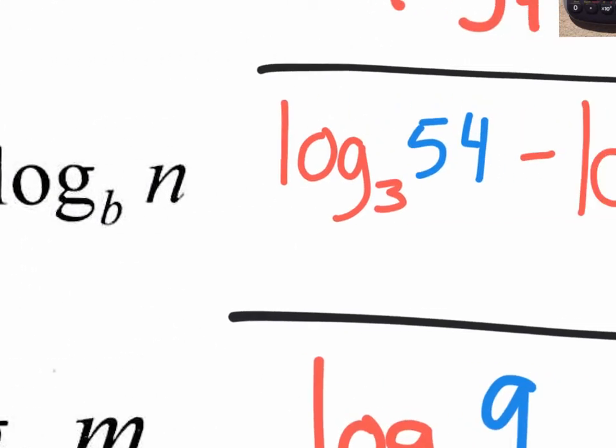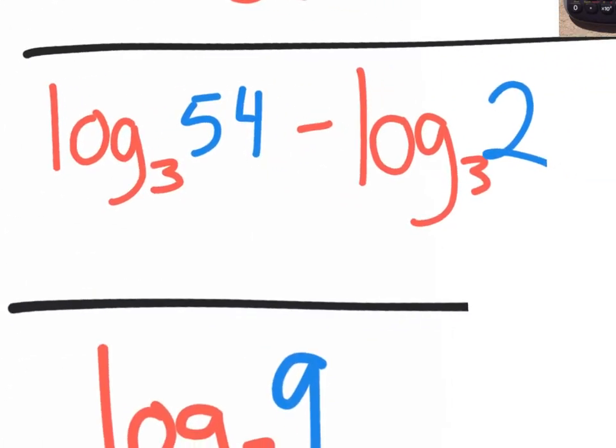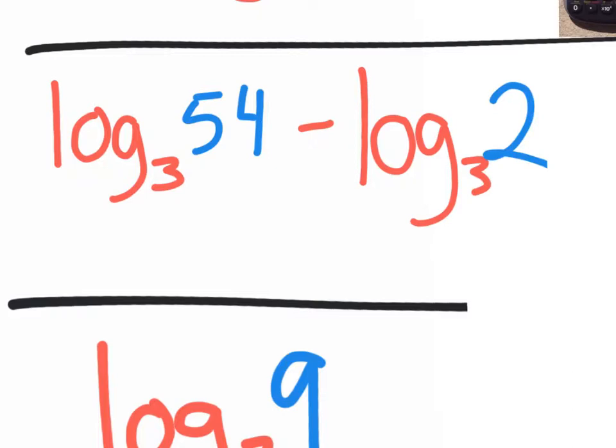Now, when would that help you out? Well, let's say you had this expression, log base 3 of 54 minus log base 3 of 2. Now, if you try to think, okay, 3 to what power? If you're thinking 3 to what power gives you 54, okay, that's not good. You're not going to be able to do that in your head, right? Or 3 to what power gives you 2? You can't do that in your head, right?